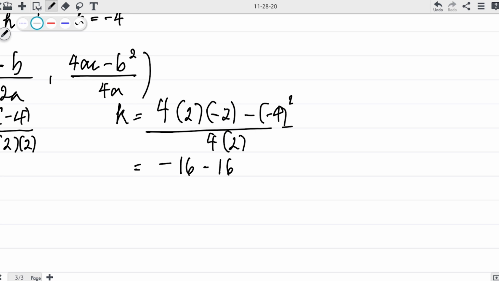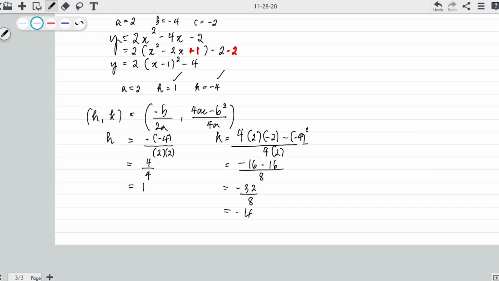Because negative 4 squared is 16, and there's a minus in front. And 4 times 2, that's 8. Minus 16 minus 16 is minus 32. Divided by 8, we'll get minus 4, which confirms this.